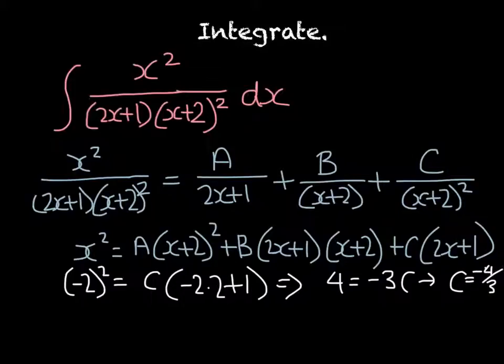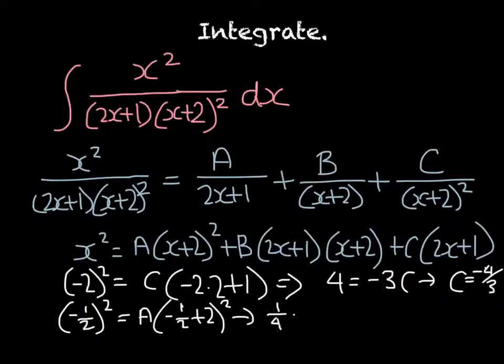Now I can plug in negative 1/2 for x, and so that'll give me negative 1/2 squared equals a times negative 1/2 plus 2 squared plus b times 0 plus c times 0. So that means that 1/4 equals 9 over 4 a, and so we have that a equals 1/9.